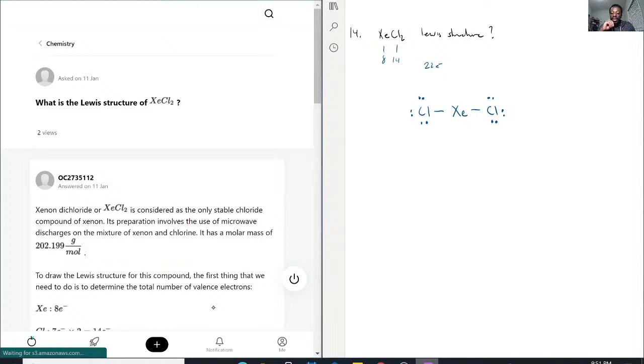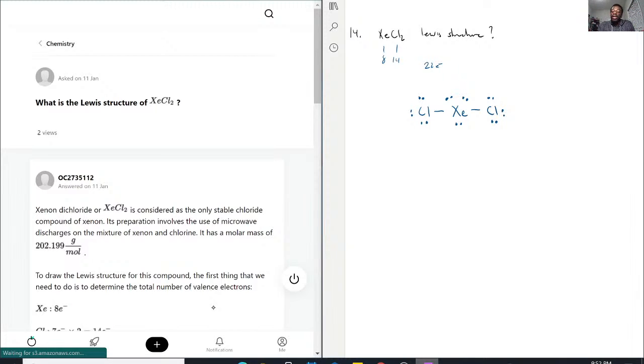So that's very nice. Xenon, on the other hand, is right now sharing 2 of its 8. So it's going to be 3, 4, 5, 6, 7, 8. That right there would be xenon dichloride. Now we're going to check to see if we actually have 22 electrons. 2 bonds, so 4 electrons there. And we have 3, 6, 9 lone pairs. 9 lone pairs, that's 18 electrons plus 4 from the bonds. We do indeed have 22 electrons total.